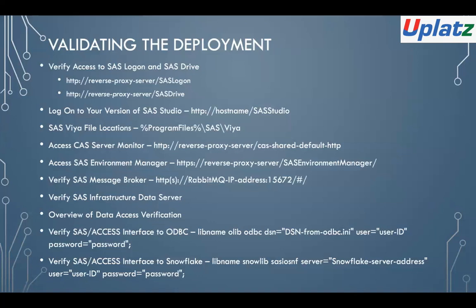Then we also have to verify SAS Viya file locations. There are certain directory paths that you have to go and verify. So mostly it will be in C drive, Program Files, SAS and Viya, which is going to be your home directory. Then you can also see the installation and configuration directory separated out there. Therefore, if you see them, it means that everything is complete, everything is installed and configured.